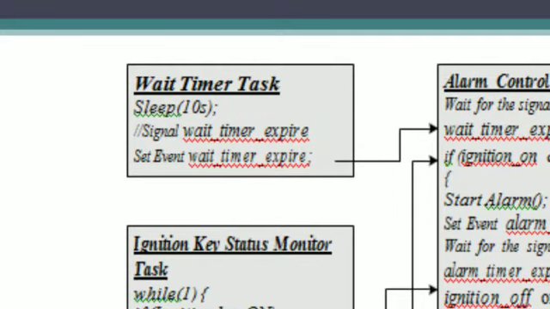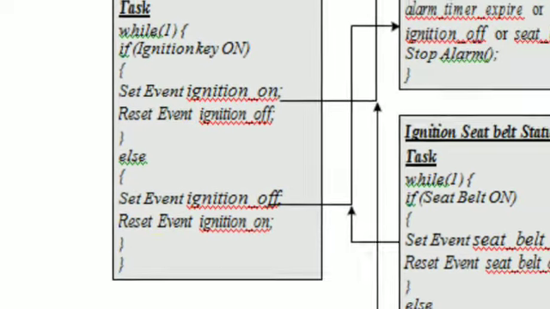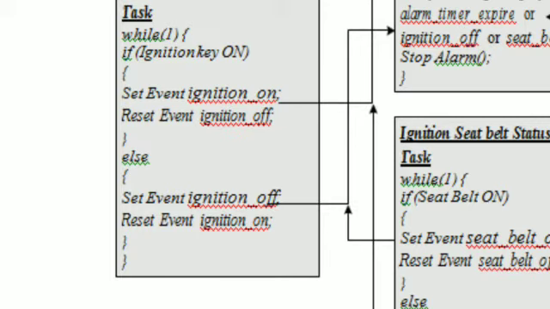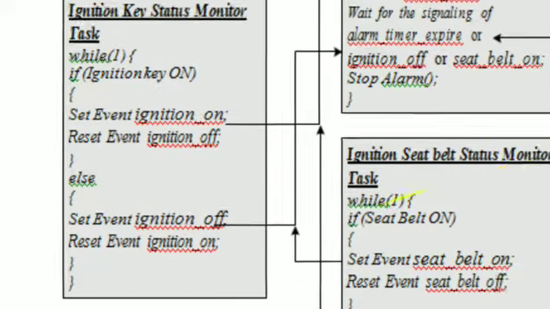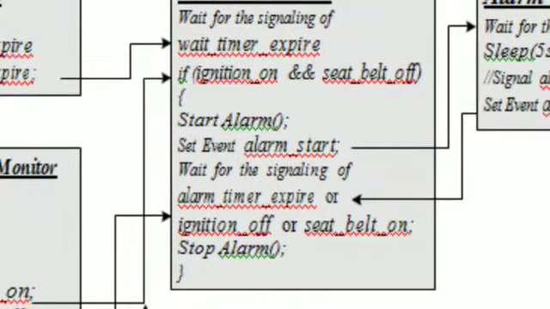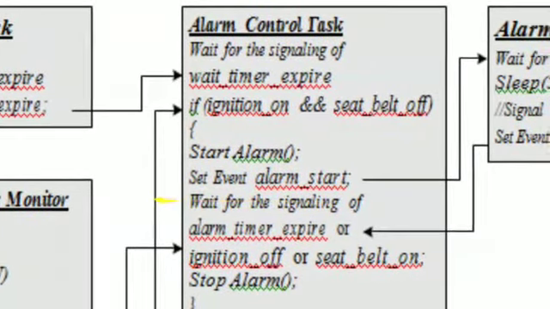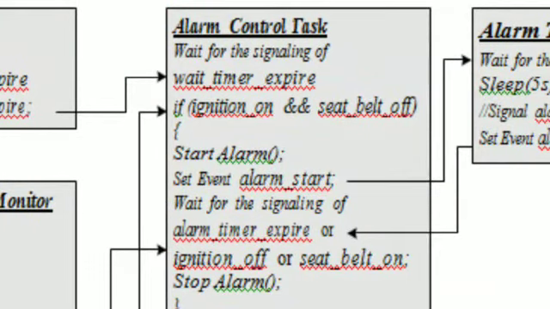So we have divided the whole task into small tasks. First one is the wait timer task. It is for 10 seconds. Ignition key status monitoring: you can write a separate small program and keep it in a while loop. If ignition is on, set event ignition on, or reset it, else reset the system. Then the alarm control task waits for the signaling from the wait timer task. When the wait timer expires, if ignition is on and seat belt is off, then the alarm should start.